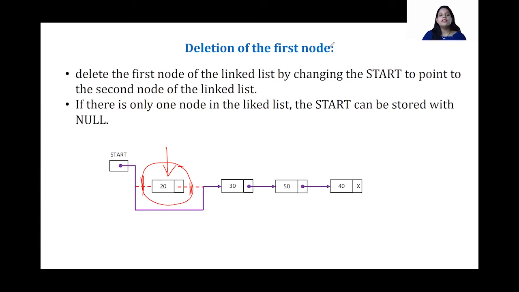Right? So delete the first node of the linked list by changing the start to point to the second node of the linked list. So start usually points at the first node. So we are going to make that start point at the second node. If there is only one node in the linked list, the start can be stored with the null. In the case, if I have a start and I have only one node, then what is going to happen? I don't have a next node. Then what I'm going to do is, suppose this is 100, and 100 will be stored here, isn't it? Start always points at the first node, and the address of the first node will be stored in start.